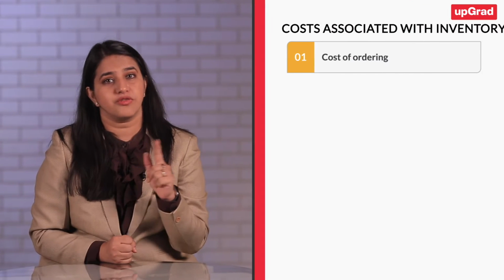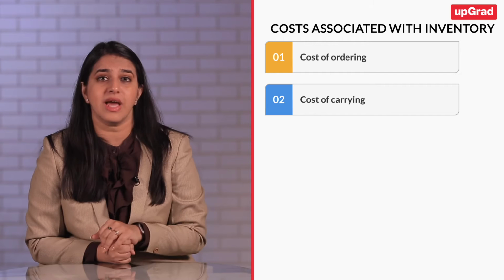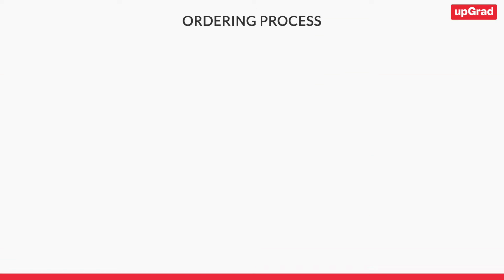For a company, the question of how much to order carries a lot of significance. When a company stocks its product, it encounters certain costs associated with it. There are two categories of costs associated with inventory: cost of ordering and cost of carrying. Let's look at these two types of costs in detail. First of all, cost of ordering.